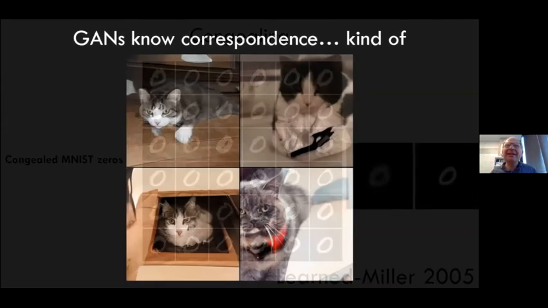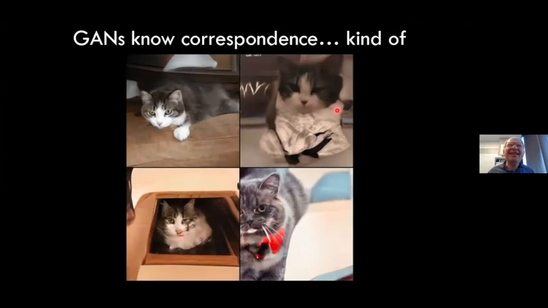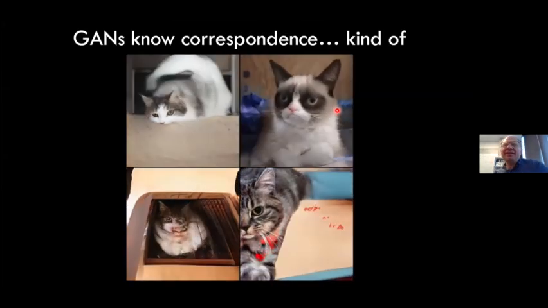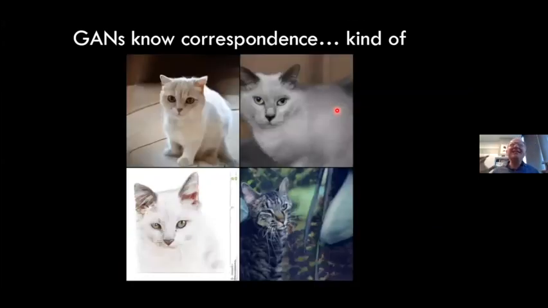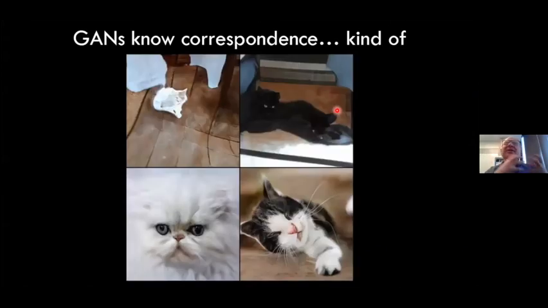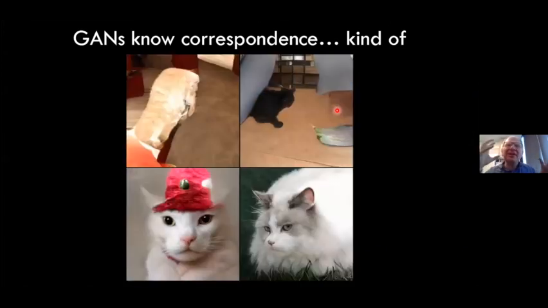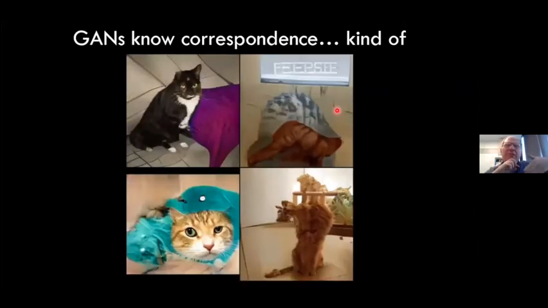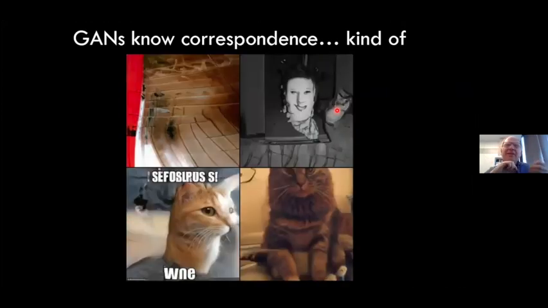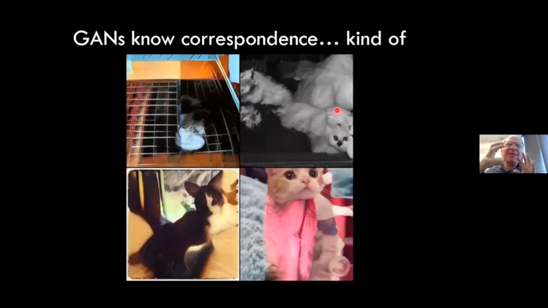We have GANs. And the nice thing about GANs is that, if you look at these GANs trained on cats, there is definitely something GANs do know about correspondence. You can see that those cats it's producing, as we walk through the latent space, are not jumping around. There is definitely some kind of smoothness.